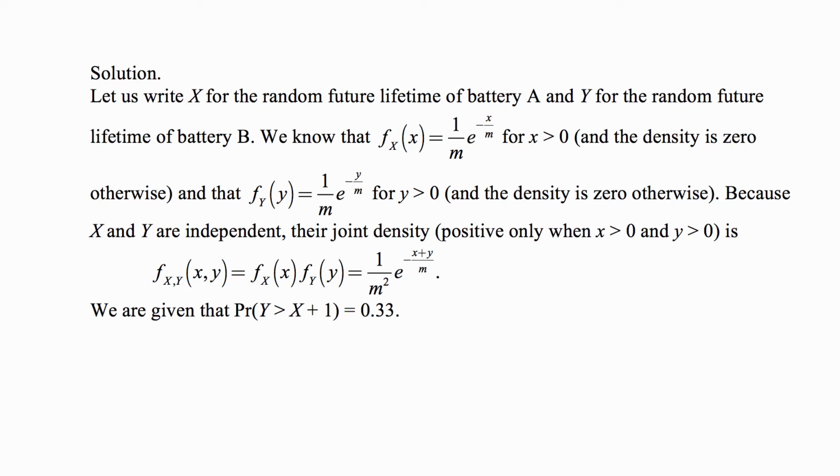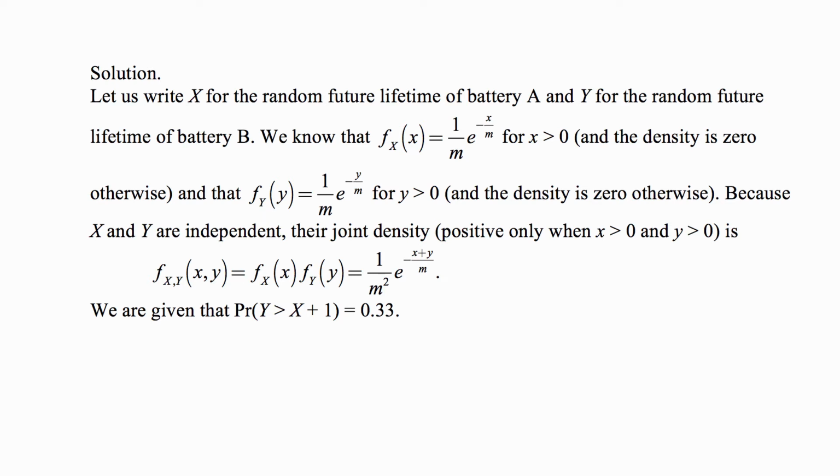Let us write x for the random future lifetime of battery A and y for the random future lifetime of battery B. Then we know that the density of x is 1 over m times e to the minus x over m, because the mean of the distribution is m, and the hazard rate is 1 over the mean, or 1 over m. The density is only positive for x greater than 0. It's 0 otherwise. And the same density for y, just we use y instead of x. Because x and y are independent, their joint density is a product of the two, which is 1 over m squared times e to the minus the quantity x plus y divided by m.